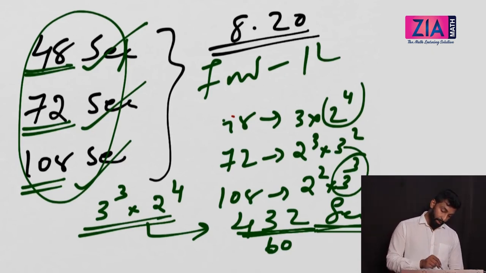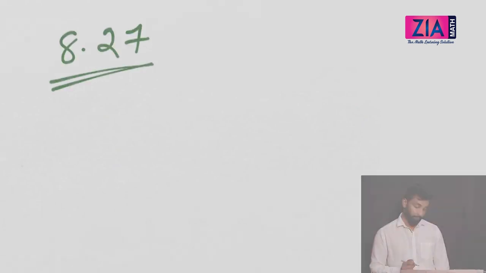What does it mean? Initially it was at what time? It was at 8:20. So you add 7 minutes to that, and your answer is 8:27. Your answer is 8:27.